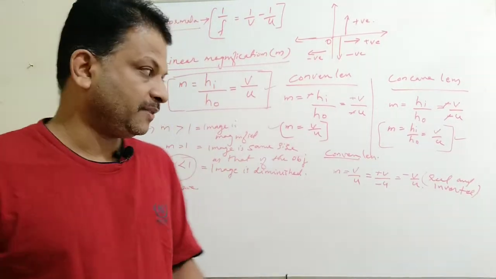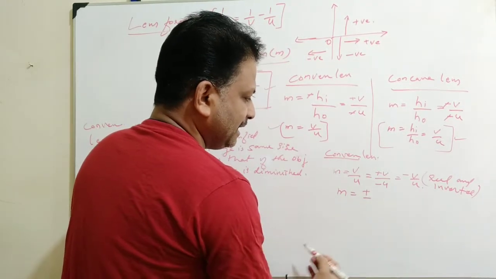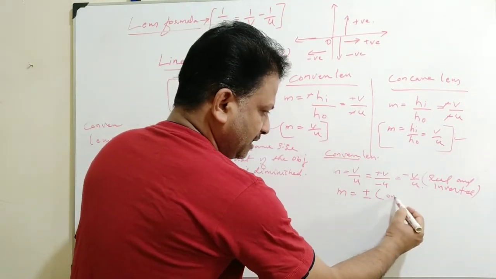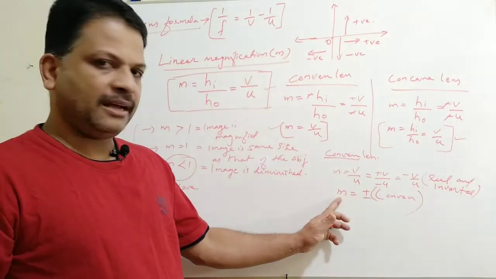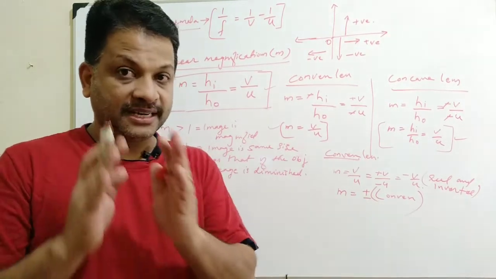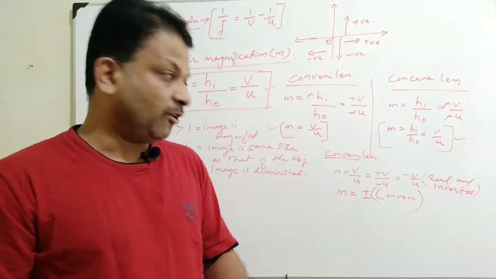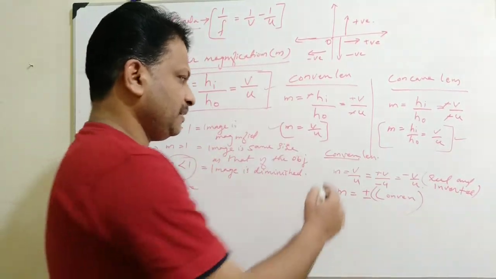So in case of a convex lens, it can form real inverted as well as virtual erect image. So the value of m can be positive or negative in case of a convex lens. Remember, because convex lens can form real inverted as well as virtual erect image, okay.